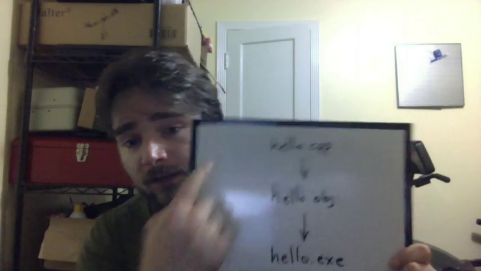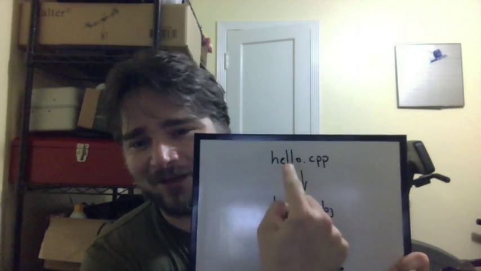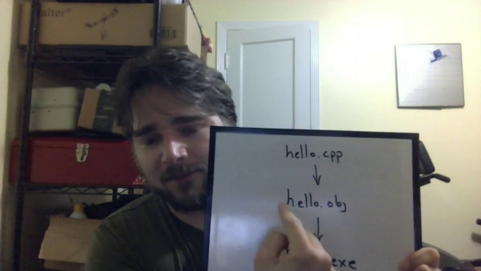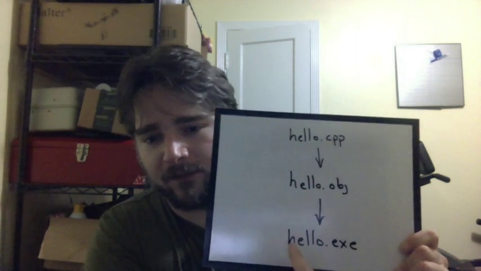So what's really going on is there are two steps. You might think that hello.cpp becomes two things, but that's not actually the case. What happens is more like this. We have hello.cpp, which becomes hello.obj, and then that becomes hello.exe. So what's going on here? The obj file is an intermediary file. It is machine code, but it's not a full program. You can think of it as a fragment of machine code.